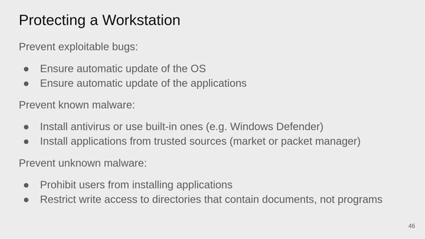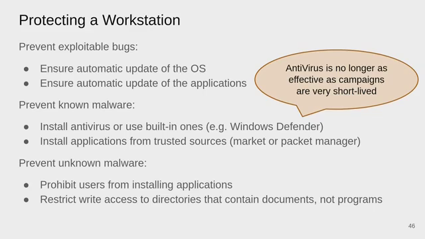One option, when you want to prevent known malware, could be to install an antivirus or use a built-in one such as Windows Defender. This is more and more frowned upon. We're going to talk about this in a second. It's no longer as effective because campaigns are very short-lived. And antivirus is an additional attack surface, right? Why is an antivirus an attack surface?